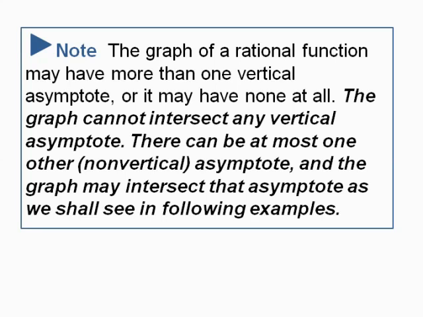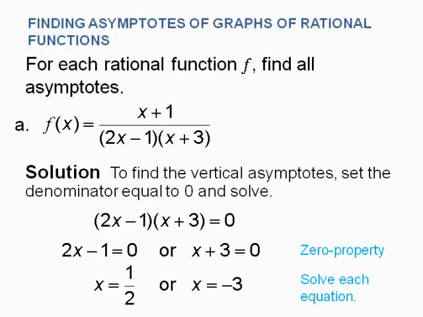Now let's say a note here. Let's take a breath. The graph of a rational function may have more than one vertical asymptote, or it may have none at all. There might be more than one number that makes the denominator 0, or none. The graph cannot ever intersect any vertical asymptote. Okay, there can be at most one other non-vertical asymptote, a HA or SA, and the graph may intersect that asymptote, as we shall see in the following examples.